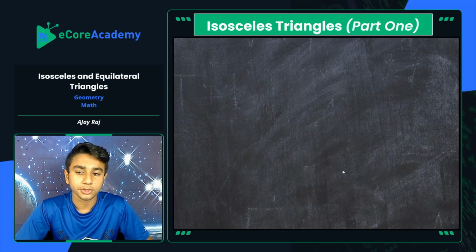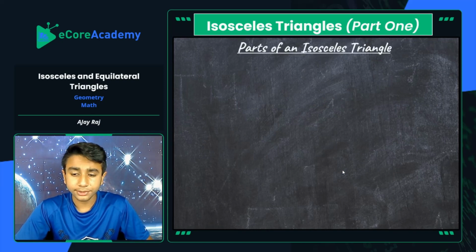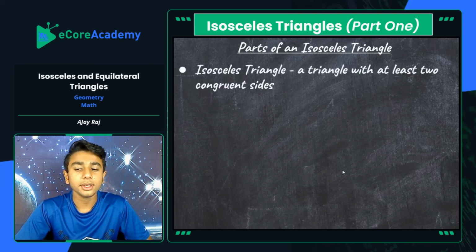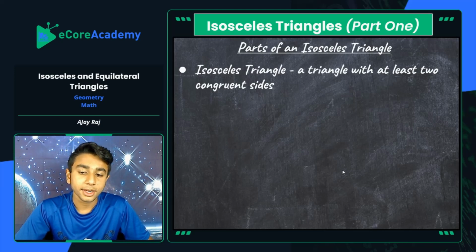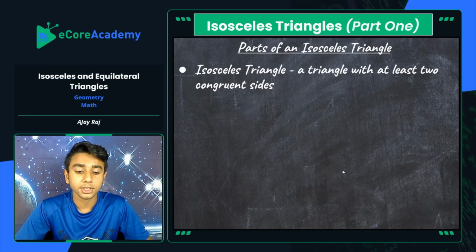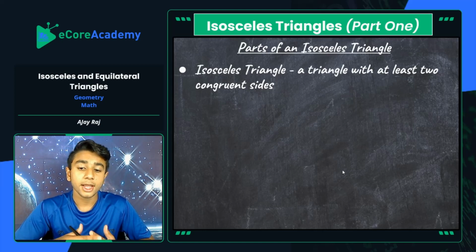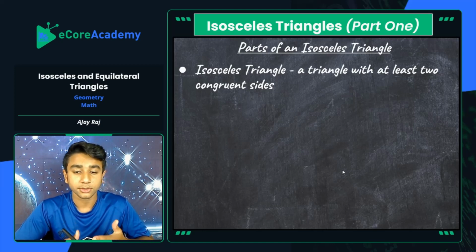So this is part one of isosceles triangles. And let's look at the different parts of an isosceles triangle. So an isosceles triangle is a triangle with at least two congruent sides. And that also brings on another matter of fact that the isosceles triangle, just because it has two congruent sides, would also have two congruent angles. And I'll show you through a theorem how exactly that plays out in laws of geometry. And I'll show you a diagram to show you exactly what that's going to look like.